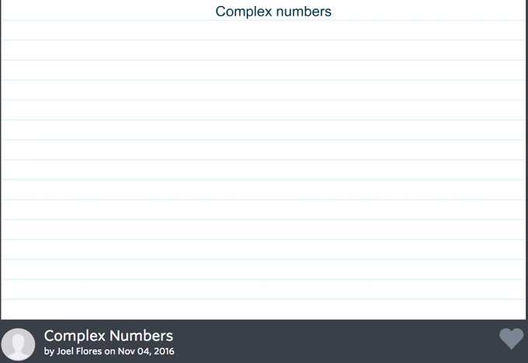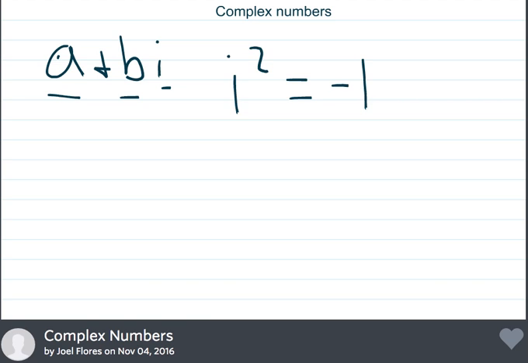Today we're going to talk about complex numbers. So a complex number is a number that can be put into the form a plus bi, where a and b are real numbers and i is an imaginary number, where i squared is equal to -1. Complex numbers are used in many scientific fields, including engineering, electromagnetism, quantum physics, and applied mathematics.